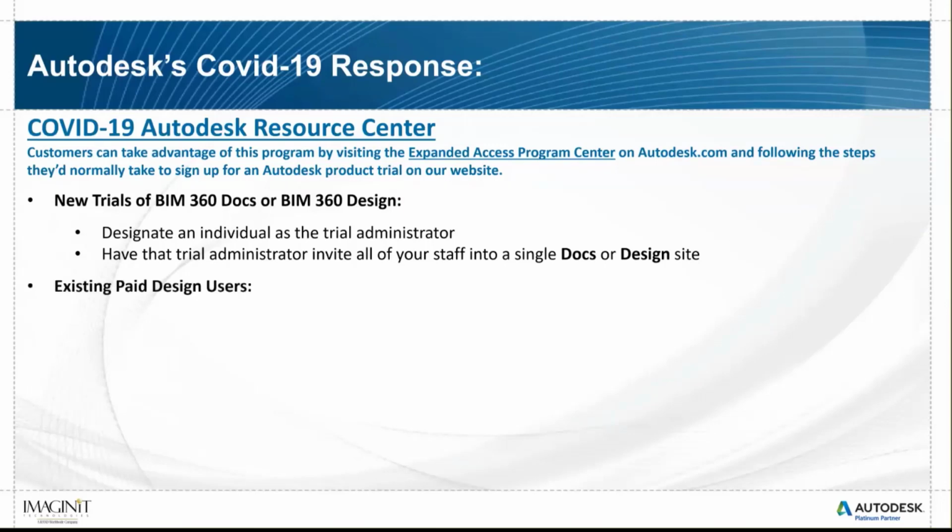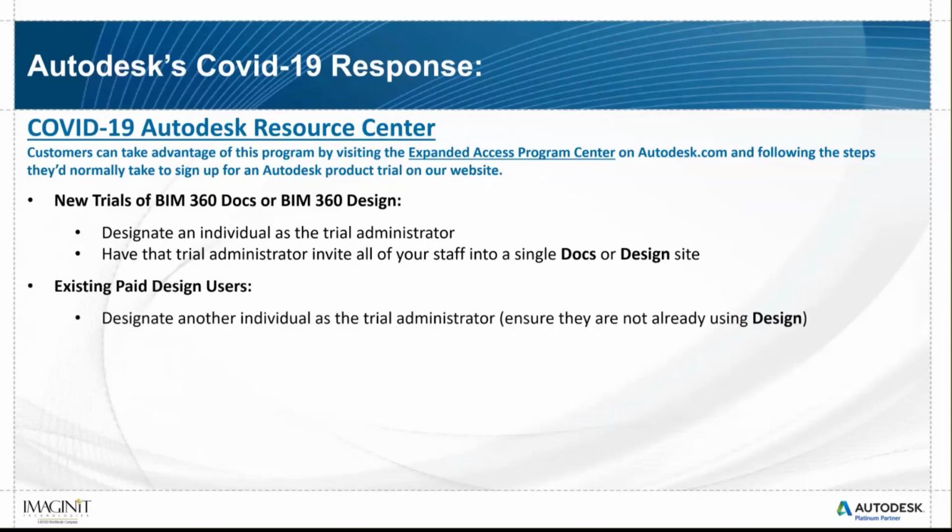Now, if you're a paid user of BIM 360 Design already, then in this case, what you'll need to do is pick someone else in your firm who is not in your system right now and does not have a BIM 360 Design license associated with them. If you have to, you could even create a Gmail account, right? And create an Autodesk ID connected to the Gmail account or your home email. Create your site, invite all your staff who are not already assigned to BIM 360 Design licenses into that site. Once they're in that site, they're actually allocated a Design license, and then they can be invited into your paid Docs site. So that's how you would do it.